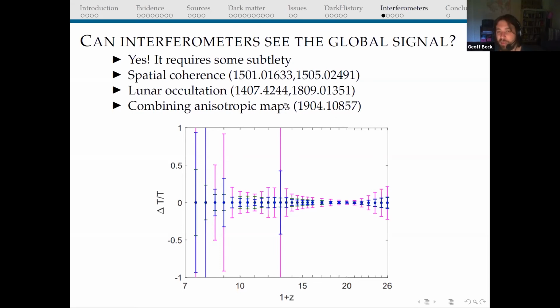The third technique, a bit more recently, is one of combining anisotropic maps. So if you take anisotropic maps that trace the neutral hydrogen density, things like galaxy maps and the 21 centimeter power spectrum, you can use the difference in their anisotropies to pull out the isotropic global monopole. Okay, and there are some examples of some preliminary work here looking at the induced error on your monopole. You can see that it's very favorable around these 15 to 20 redshifts, which is coincident with that trough we want to see. Okay, so that's very nice, reaching about 10% error here.